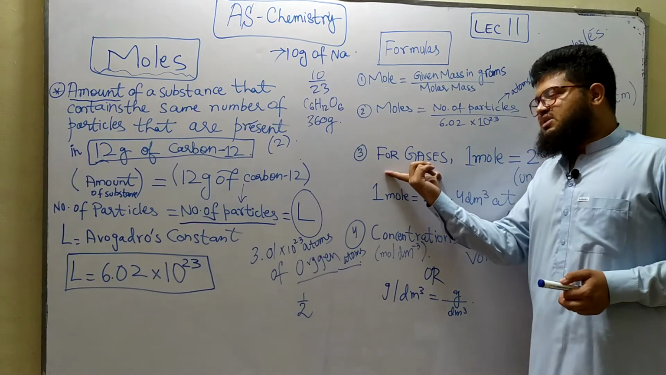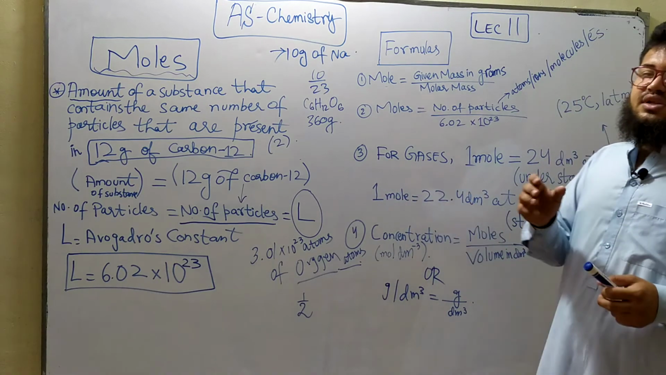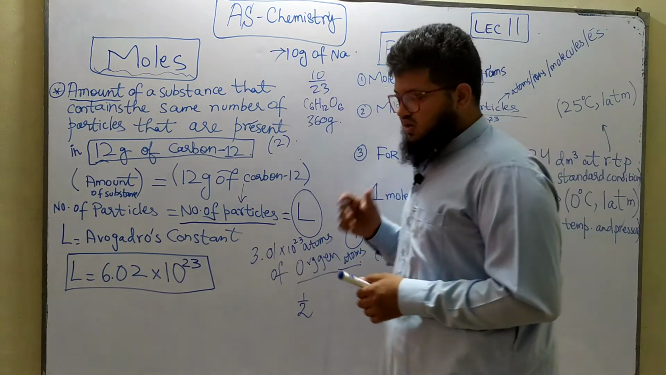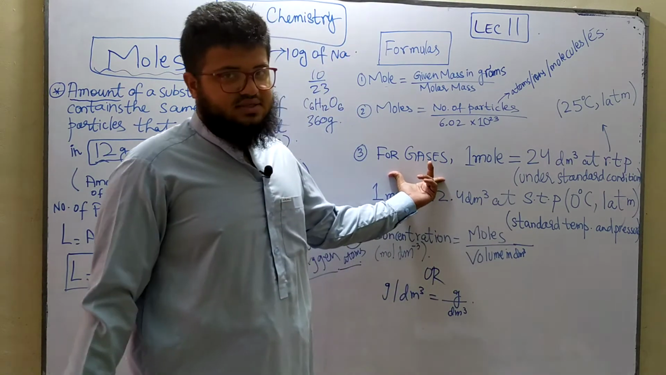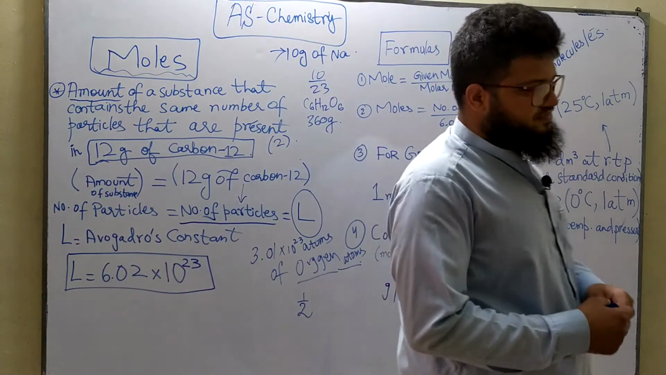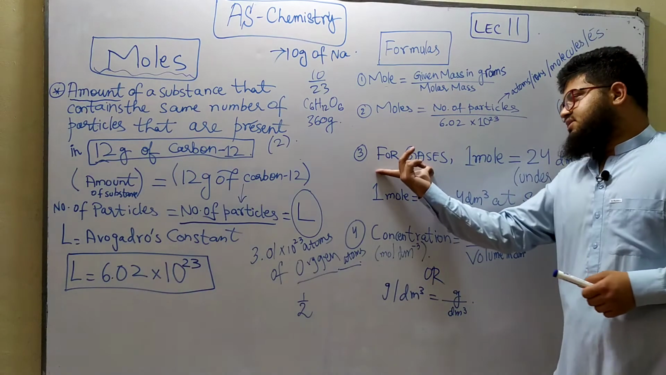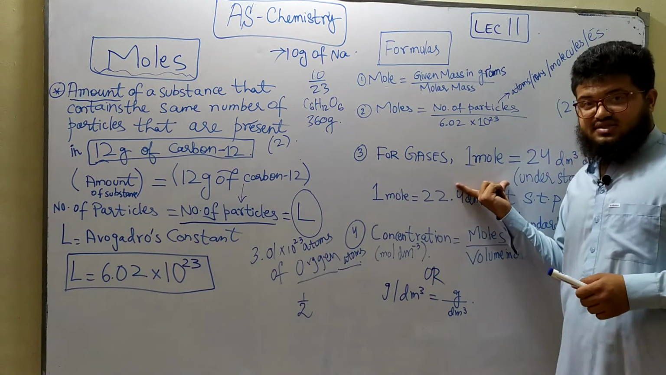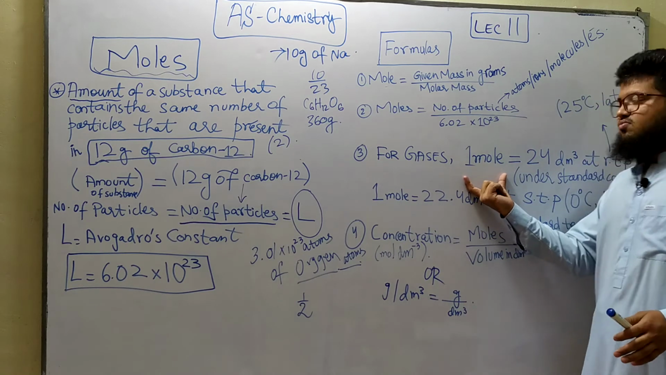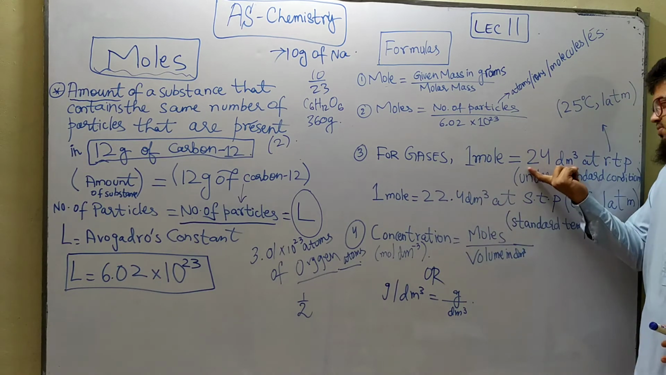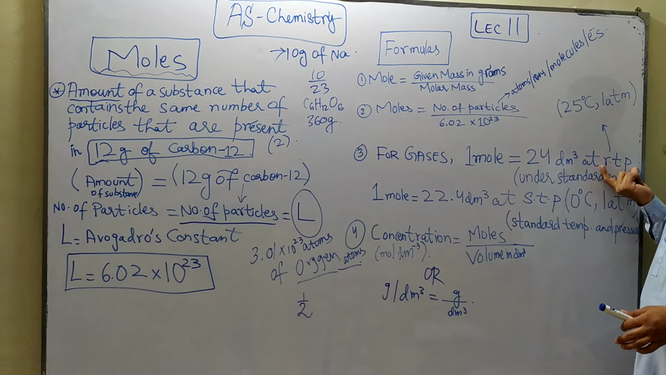Now for gases, this is also from O levels, but the gases part is very important because there are tons of questions concerning gases. Now let's look at these. For gases, 1 mole of any gas will always occupy a volume of 24 dm cube at room temperature and pressure.